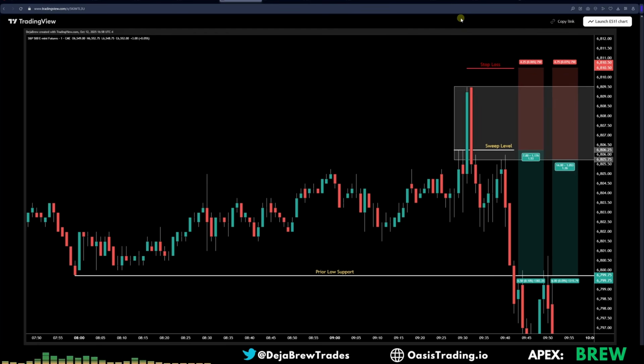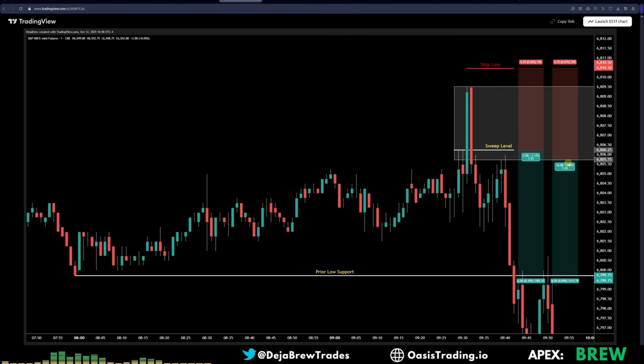So with that said, if we take a look at this, there's a couple of profit and loss boxes here. We have the 1.53 risk to reward, meaning if we shorted at that exact level of that sweep, and we put our stop loss above the high, and then we targeted that prior low support, we would be getting a 1.53 risk to reward. We would be risking 4.25 to make 6.5.